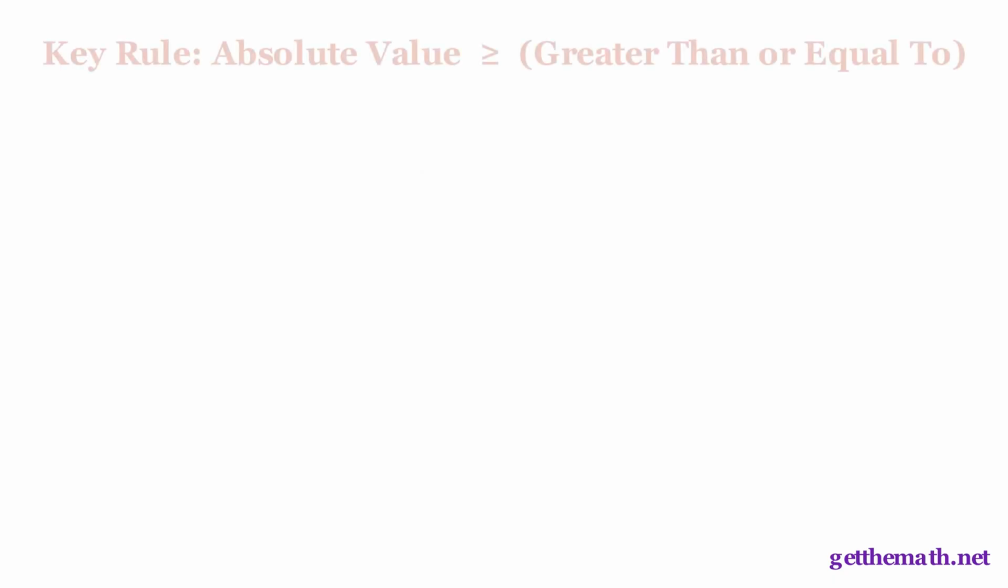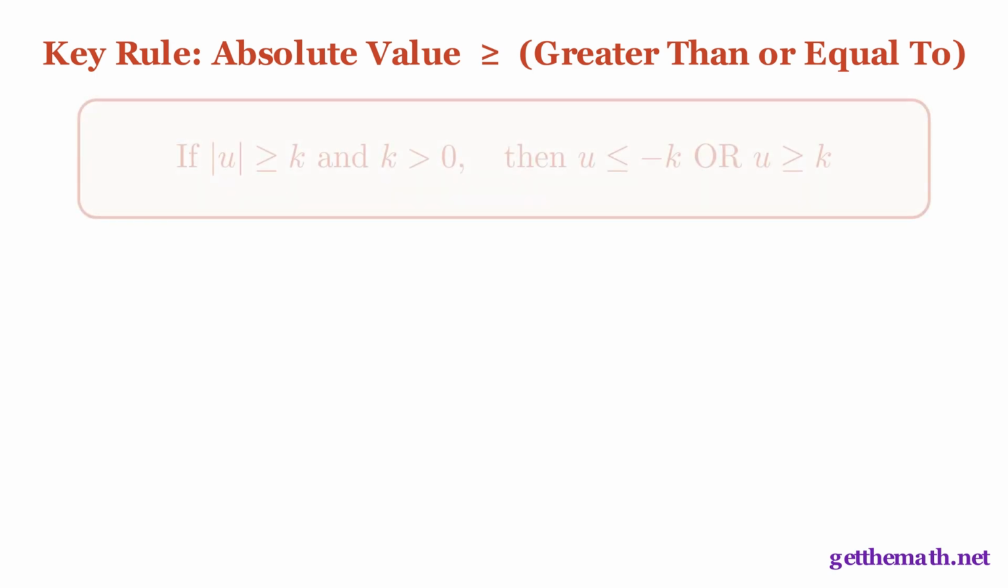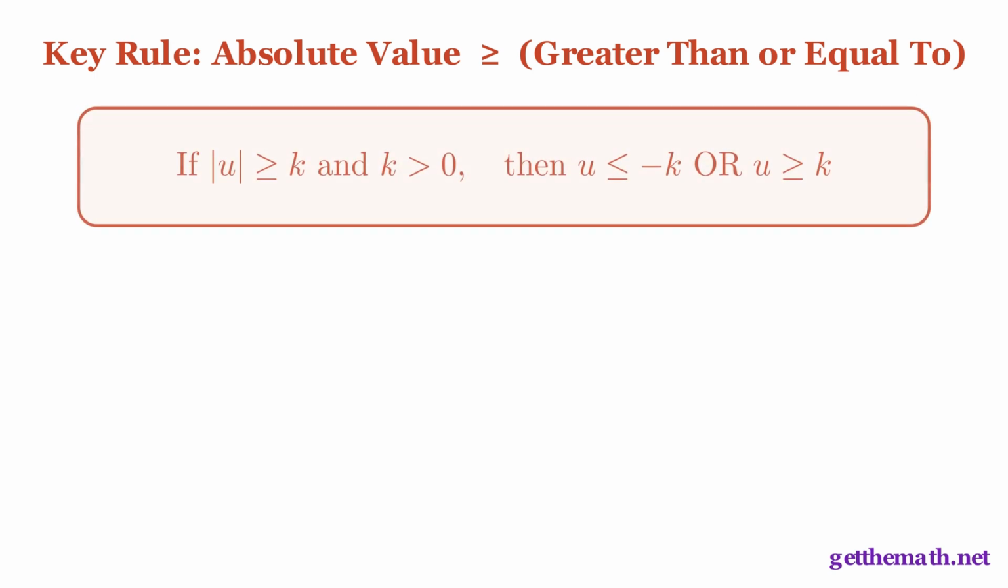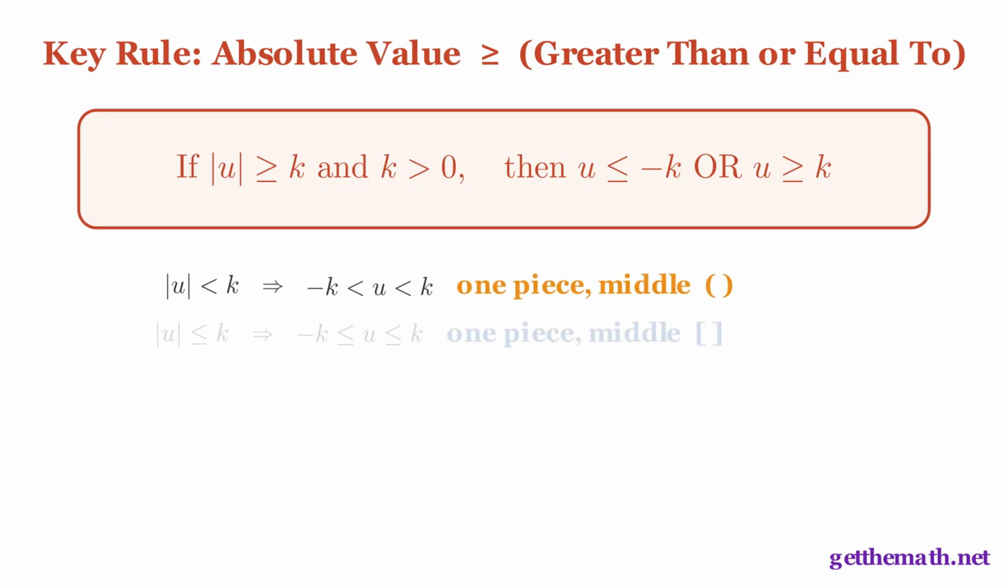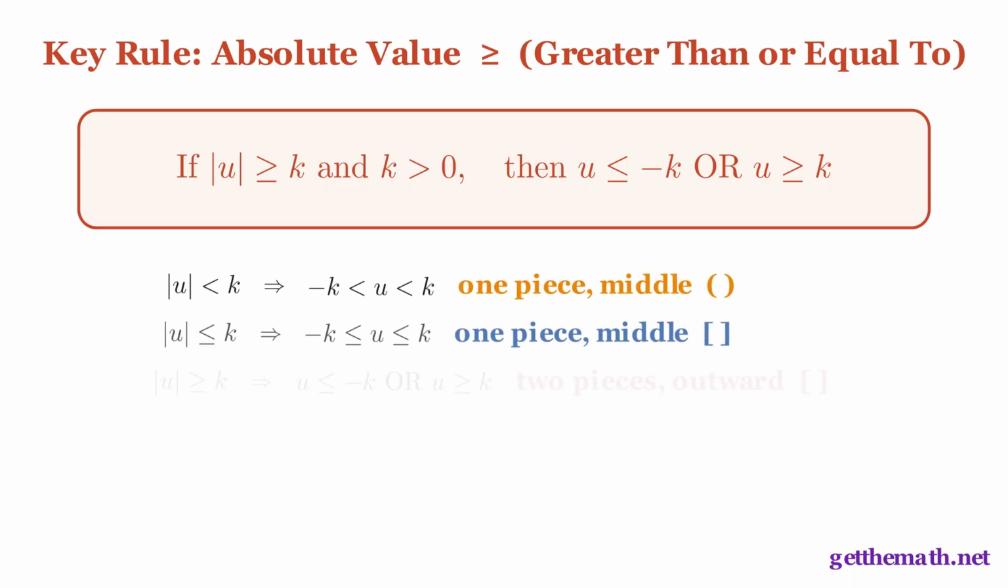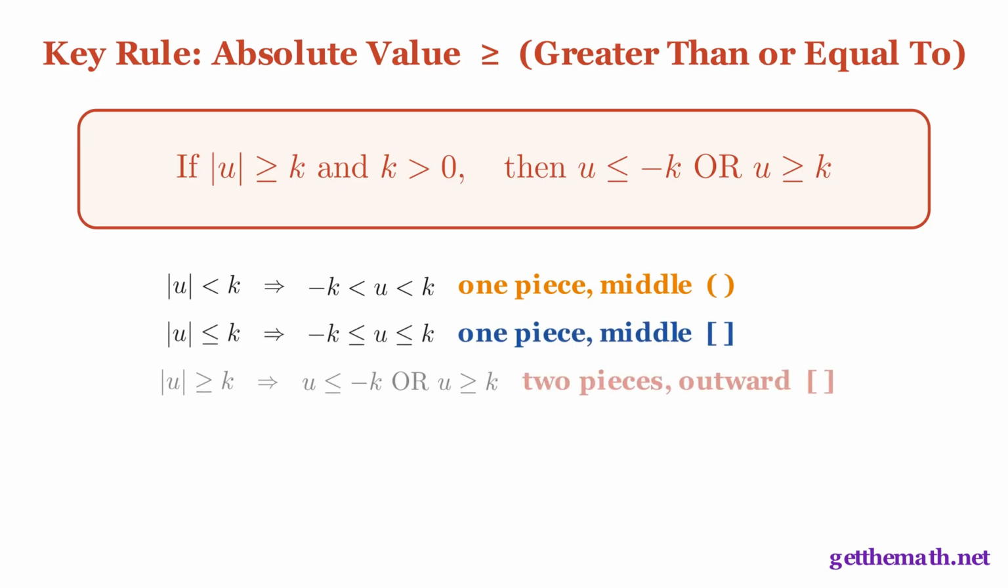Here is the key rule for greater than or equal to. If the absolute value of u is greater than or equal to k, and k is positive, then u is less than or equal to negative k, or u is greater than or equal to k. This is called an or compound inequality. The solution is split into two separate pieces going in opposite directions.